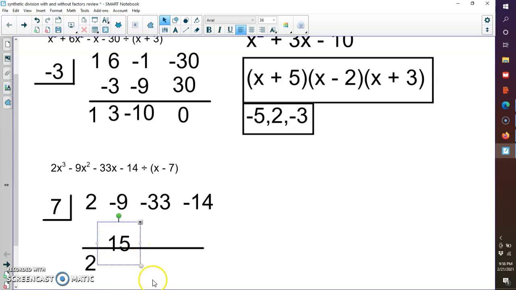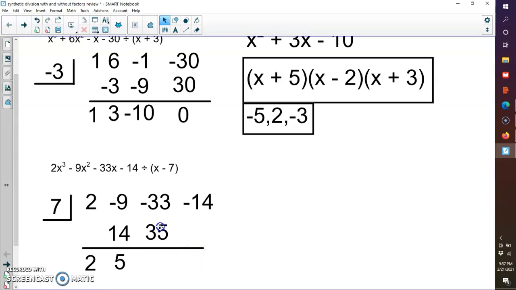So we get 14. And when I add, it comes up with 5. 5 times 7 is 35. -33 and 35 is 2. And then 2 times 7 is 14. And that also gives us a 0 as a remainder. So therefore, we can factor what is left.